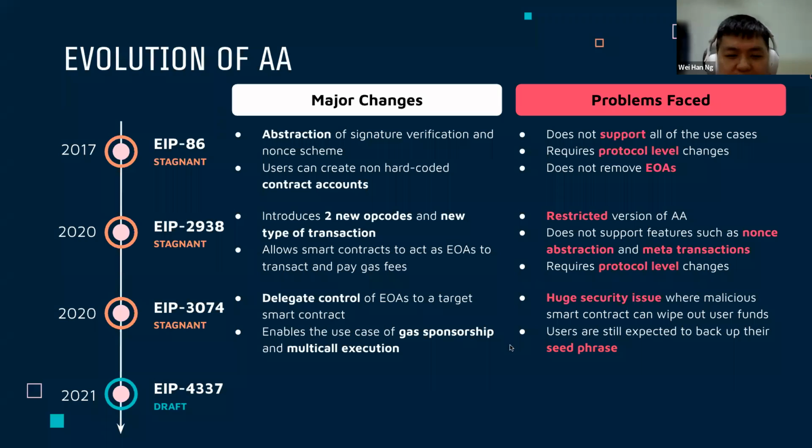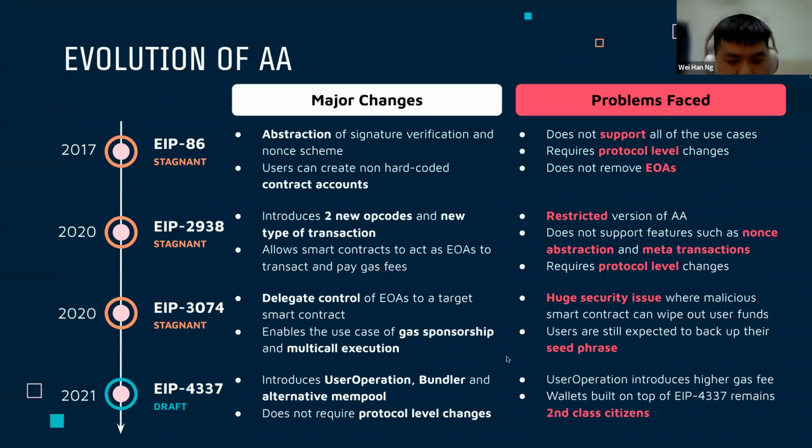Okay, let's talk about the major changes and problems faced. The major changes are that it introduces a new form of transaction called user operation. You also have to implement something new called a bundler, and an alternative mempool. But the advantage here is that it does not require protocol level changes. That means it doesn't require a hard fork, right?